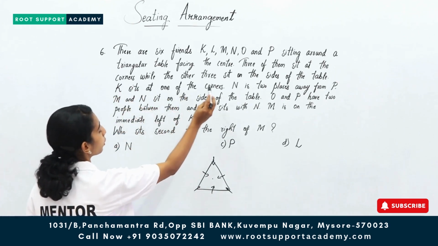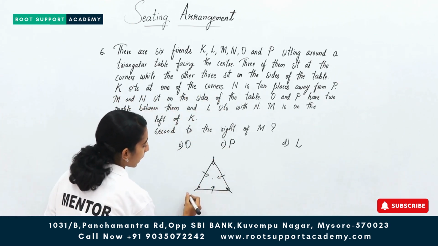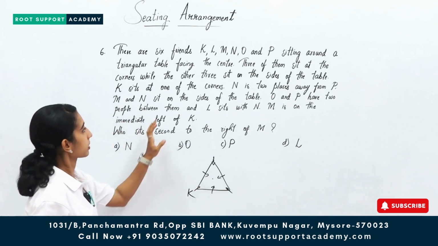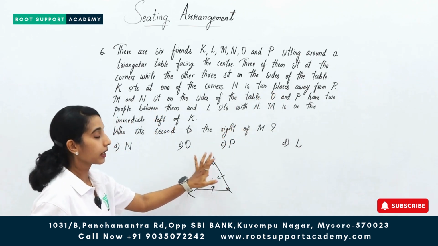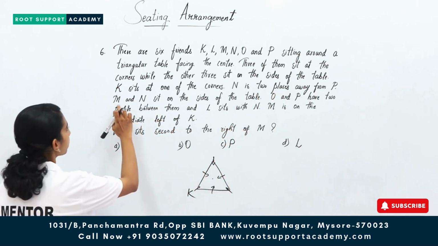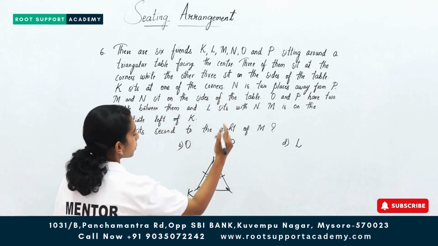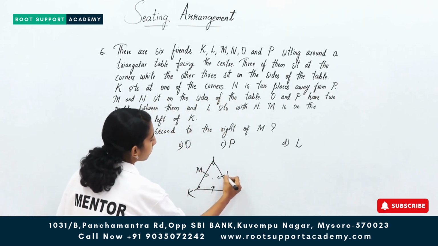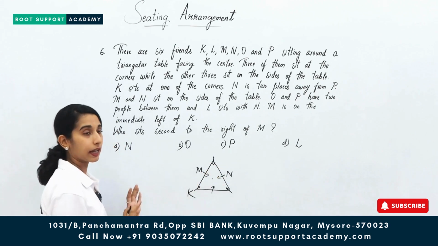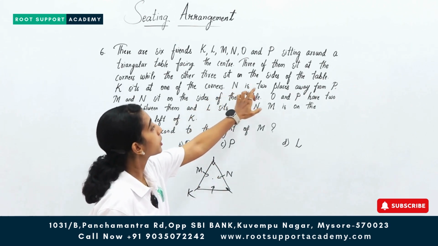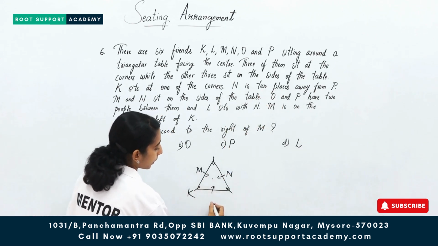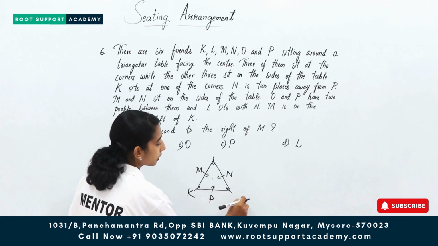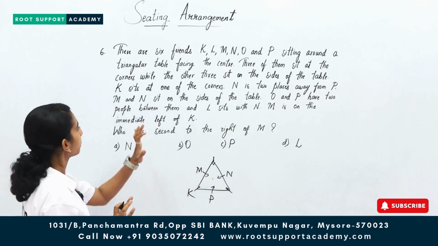K sits at one of the corners. K can sit at one of the corners. Okay. N is 2 places away from P. M and N sit on the sides of the table. M and N sit on the sides of the table. Okay. N is 2 places away from P. It has to be 2 places away from P. If I write P here, 1, 2. 2 places away from P.